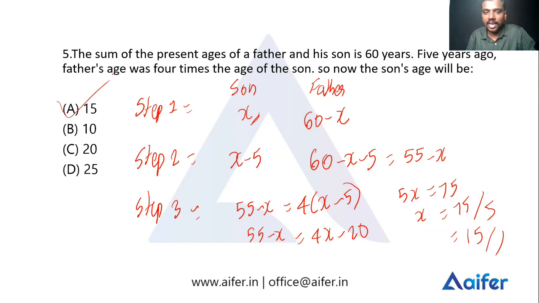So that's the final question. I hope it's clear. In all age-related questions, in most of the questions, they will be having the repetition of the same pattern. Step 1, write the existing condition. Step 2, write the new condition. And step 3, equate it. Okay, so I hope it's clear.